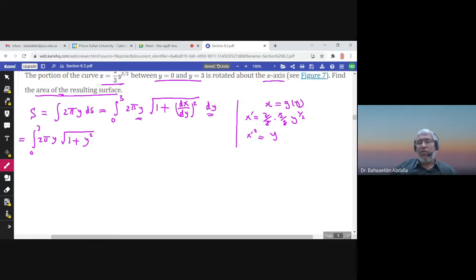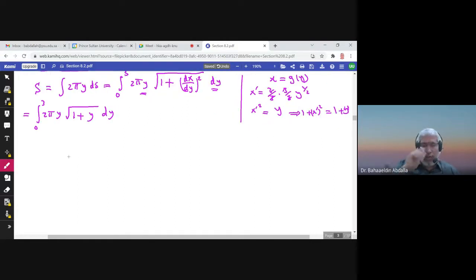No, x prime square is y. Yeah, there is no square. This is x prime square, so 1 plus x prime square would be just 1 plus y, dy. That's it. And we need to solve this integral. To solve it, I will use the usual substitution.